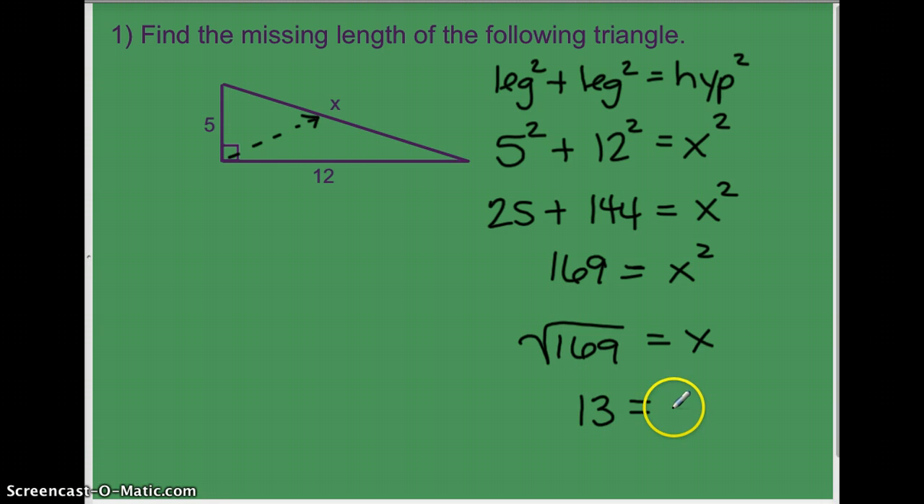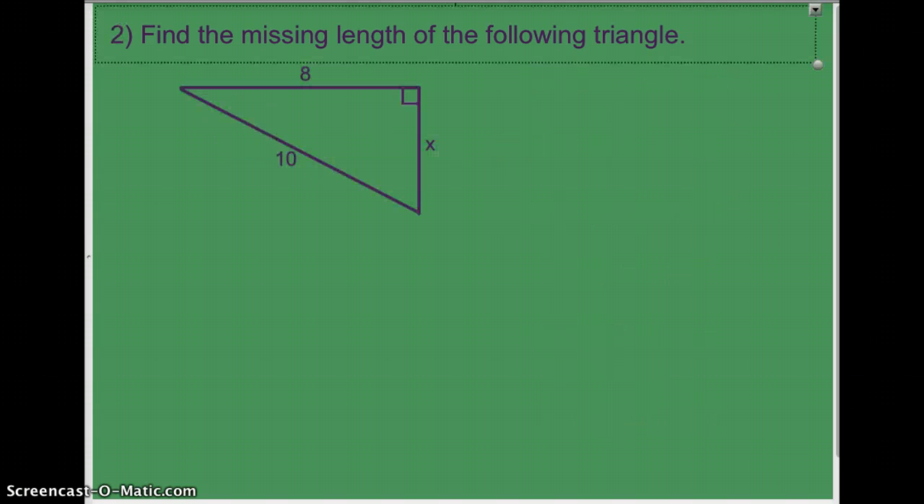Square root is 13. So 13 would equal x. Okay, moving on, example number 2. Now notice this triangle is facing a different direction, but that doesn't mean you change anything. I still want to look for the hypotenuse first, and I know that that's the side opposite the right angle. So here's my right angle. My side opposite from it would be the 10.